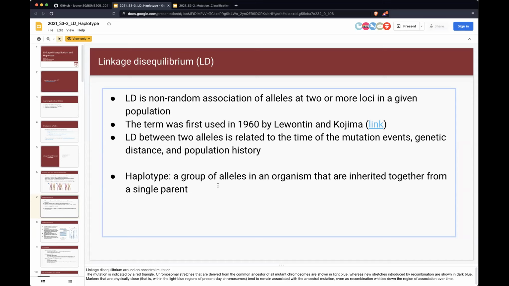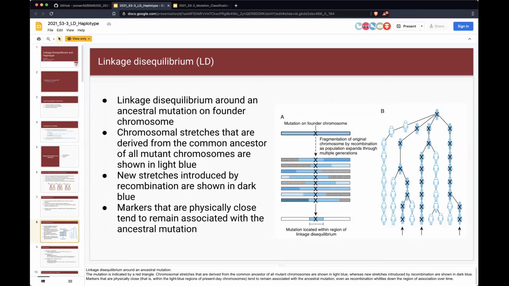And we often call this LD a haplotype, and a haplotype represents a group of alleles in an organism that are inherited together from a single parent. So a haplotype is the region where linkage disequilibrium is actually happening. If you think about LD, it always has to be understood in the concept of coalescent theory. So how are these genetic regions inherited from the ancestral generation to our generation, right?